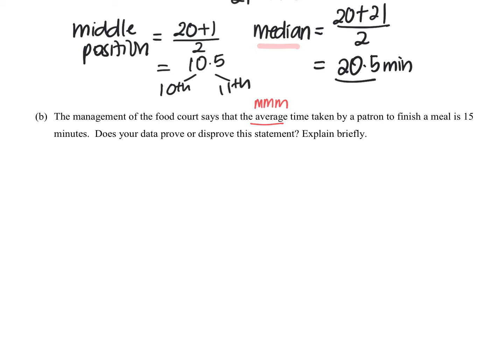Now, to better compare in general on average, the number one measure that we usually use, the most accurate one, is usually the mean, unless there are outliers.